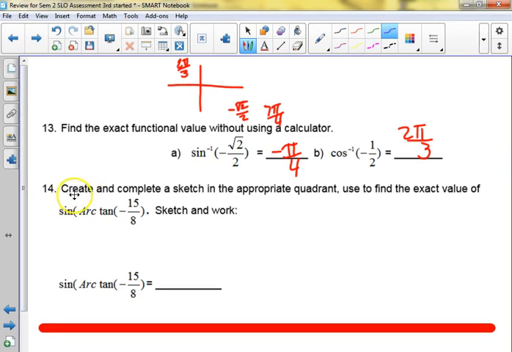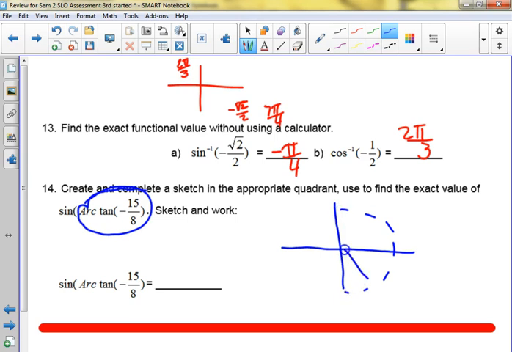Okay, this says create and complete a sketch in the appropriate quadrant. Okay, arctangent is negative. What quadrant does that have to be in? Arctangent is only defined in first and fourth, so if it's negative, it's in 4, right? This is y over x, or opposite over adjacent. Which one's negative? The 15.